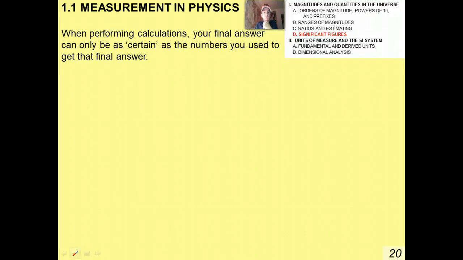Now that we've learned about the rules of how to apply significant figures in calculations, let's do a couple of examples. The main thing to keep in mind is that your final answer can only be as certain as the numbers you use to get that answer.